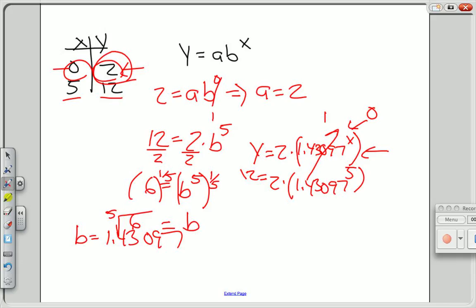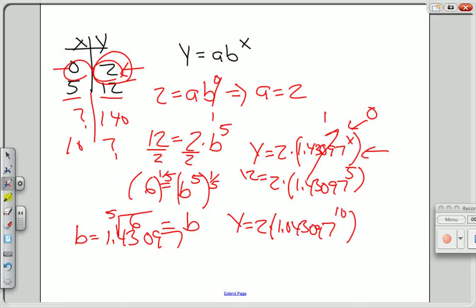Okay, and the rest of the problem will basically be that they'll give you some output value, like 140, and ask what your input value is at 140. So you're going to set y equal to 140 and solve this, very similar to what we did to find b. The other problem might be that they give you a value of x as being 10 and ask what the y value is. That's an easier case because we just plug that into the exponential equation. So y would be 2 times 1.43097 to the 10th power, and you would just put that in your calculator and get the resulting value.